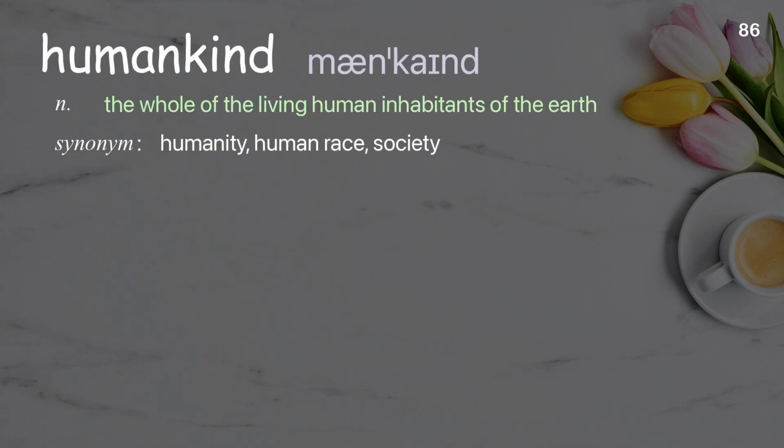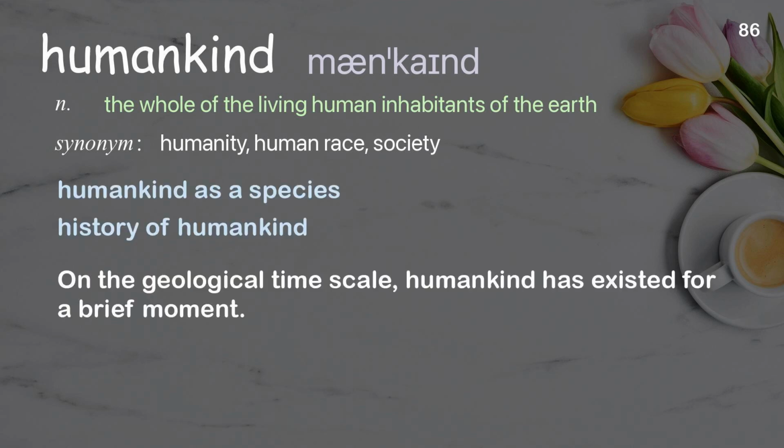Humankind. The whole of the living human inhabitants of the Earth. Examples: Humankind as a species. History of humankind. On the geological timescale, humankind has existed for a brief moment.